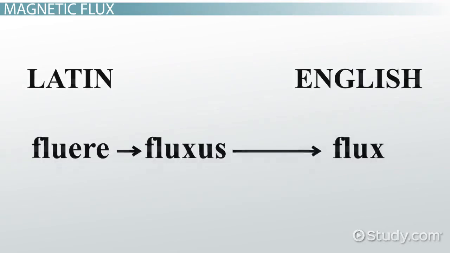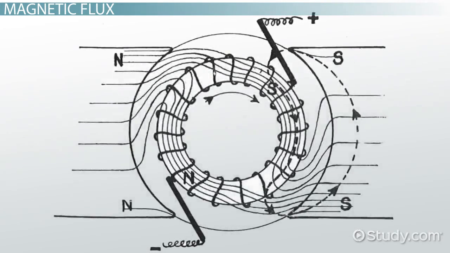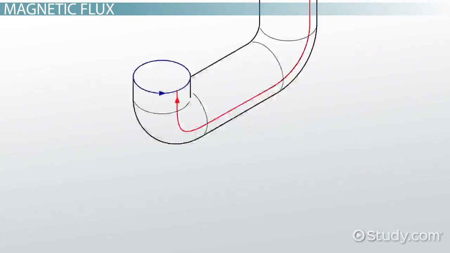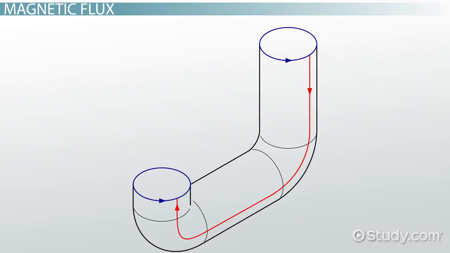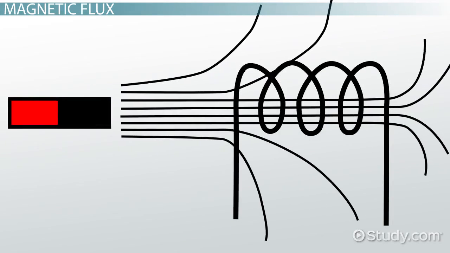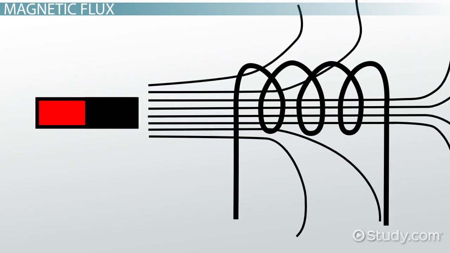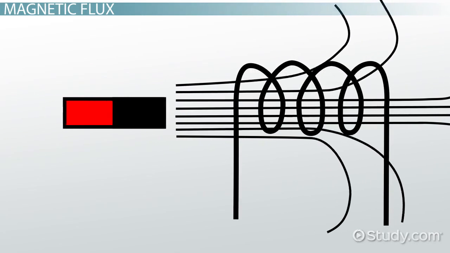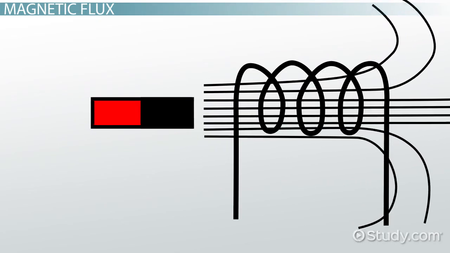The word flux is derived from a Latin word, meaning flow. So think of magnetic flux as the amount of magnetic field that's flowing through the area formed by the coil of wire, just like water might flow in a pipe. The magnetic flux can change if the magnetic field changes or if the coil rotates, and in both cases, this changing magnetic flux will induce a current in the wire.